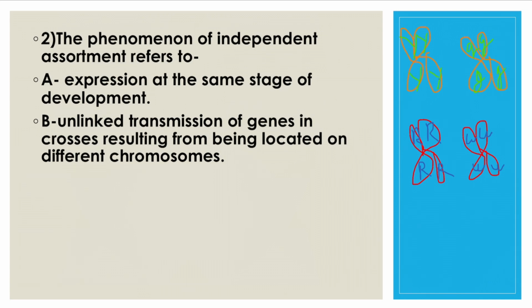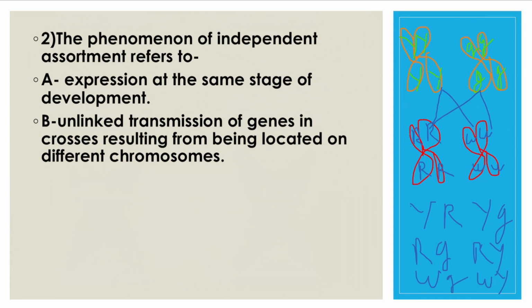It means that this Y can go with either the round shape or the wrinkled shape, and this green can also go with this round shape and this wrinkled shape. So they will form new combinations. For example, they can form yellow and round, yellow and wrinkled, green and round, and green and wrinkled. They will form new combinations.